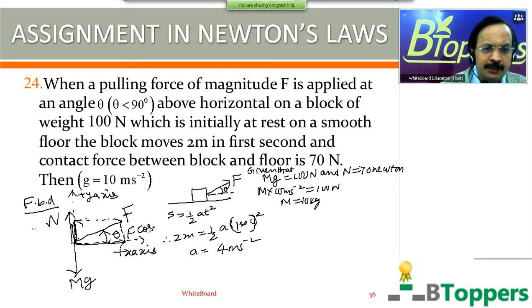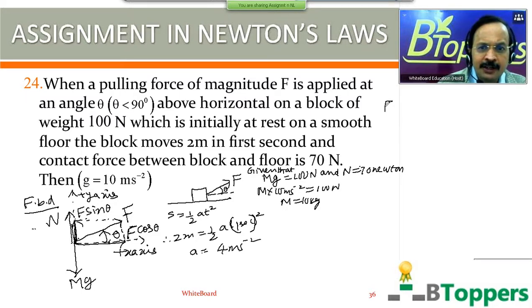The horizontal component of the pulling force, with magnitude f cos theta, is directly along the positive x-axis. The vertical component of the pulling force has magnitude f sin theta, directed vertically upwards along the positive y-axis.